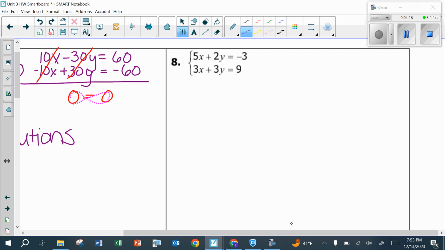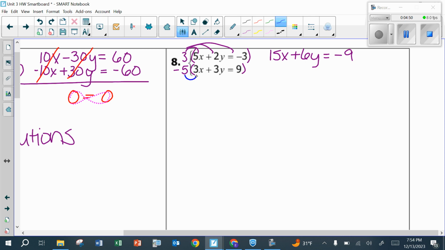Okay, number 8. So number 8, we have everything has plus signs in front. So we're going to have to multiply one of them by a negative so that we'll have opposite coefficients. I'm just going to do this. So if I have a 5 and a 3, I'm going to multiply the 5 by 3 and the 3 by 5, but I'm going to do a negative 5. So we get 3 times 5x is 15x. 3 times 2y is positive 6y. So we're doing this. 3 times negative 3 is negative 9.